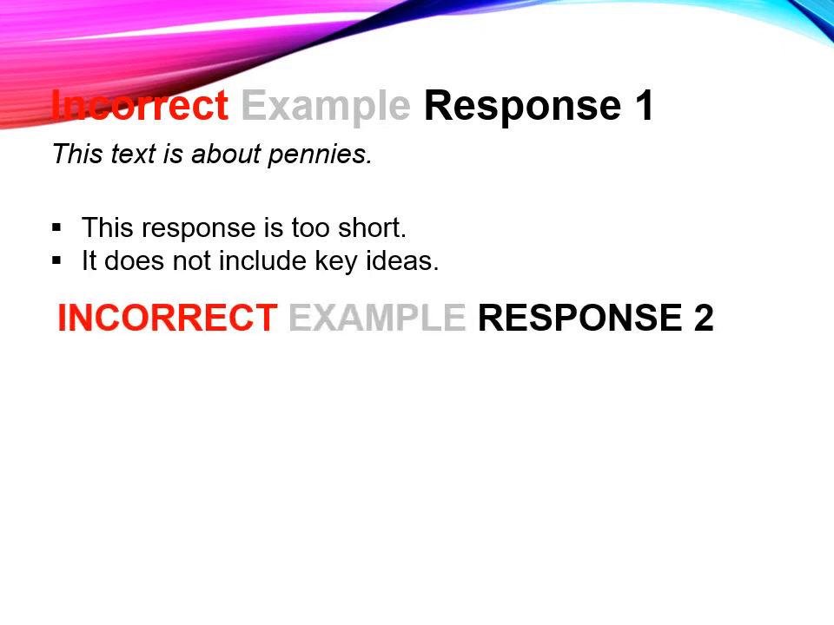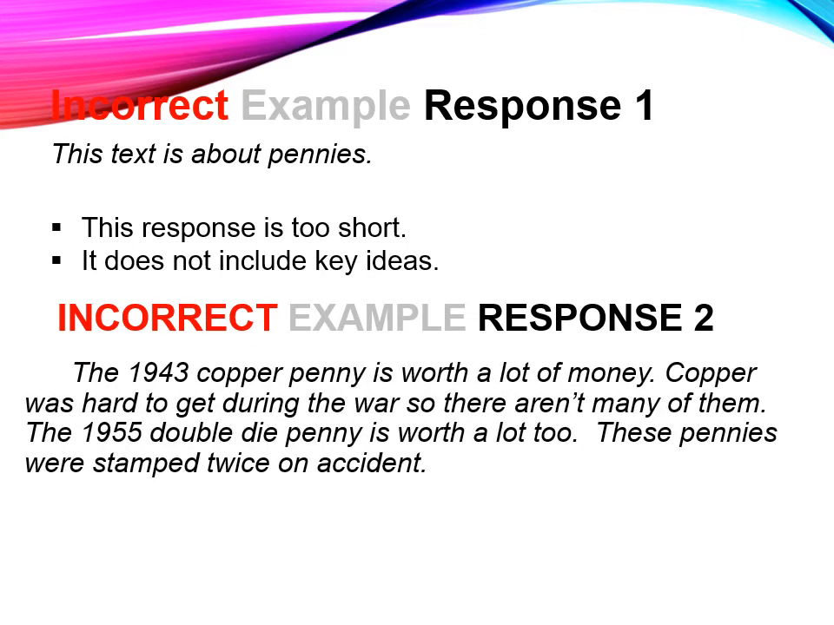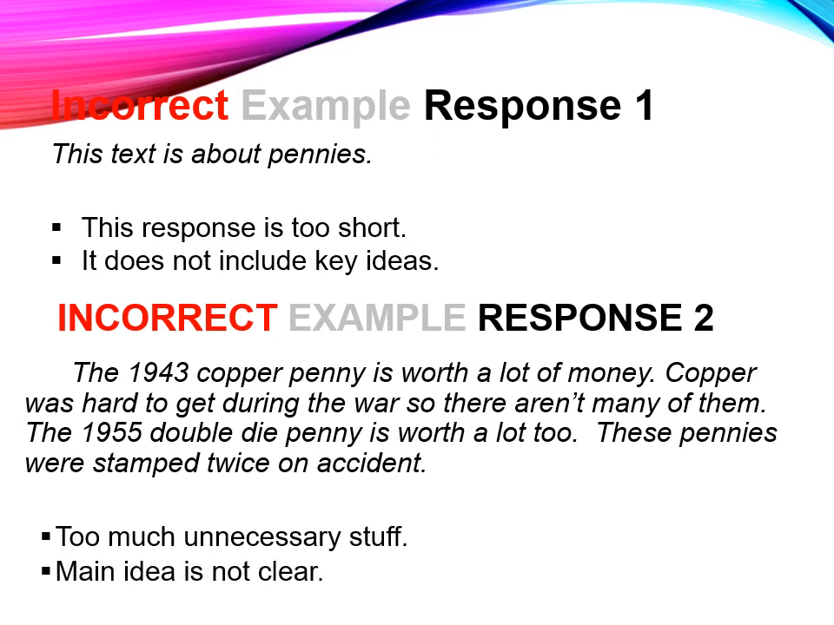Another incorrect example is the following. "The 1943 copper penny is worth a lot of money. Copper was hard to get during the war, so there aren't many of them. The 1955 double die penny is worth a lot too. These pennies were stamped twice on accident." So why is this wrong? It includes too much unnecessary information, and the main idea is not clear.